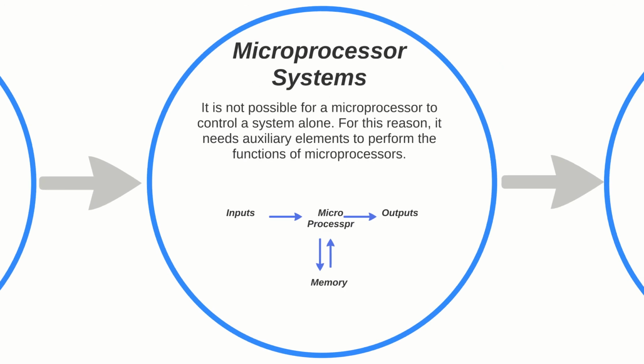What about microprocessor systems? First of all, we should understand it is not possible for a microprocessor to control a system alone. For this reason, it needs extra elements to perform its function, including input units, output units, and memory.